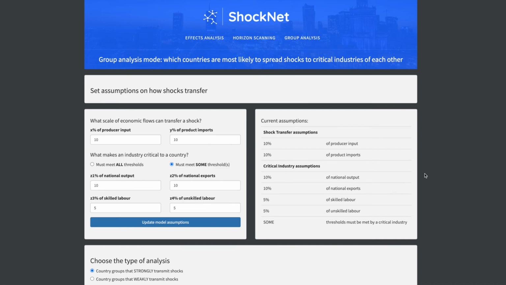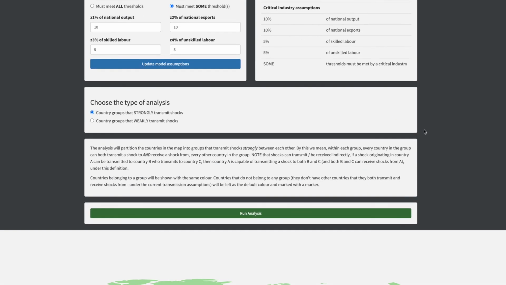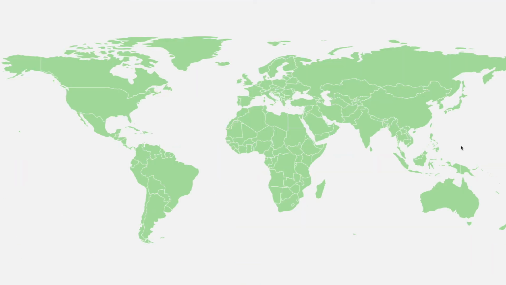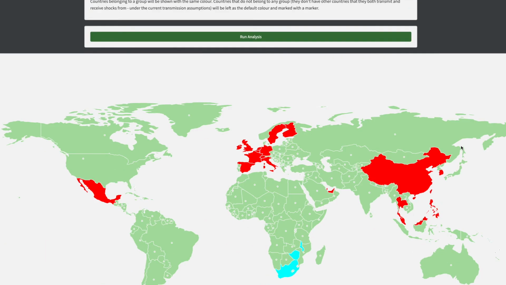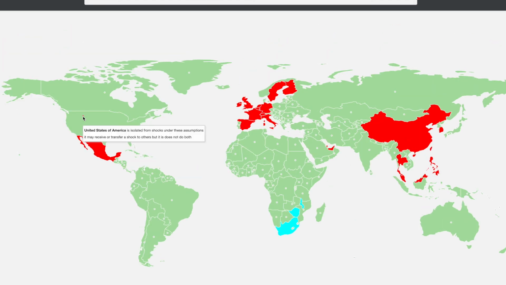And the final page we have is the groups analysis page, which shows which country groups are tightly intercoupled with each other. They will basically pass shocks to and from each other via their critical industries. And the results of that analysis show us that under the current assumptions, we have two closely related groups. Western Europe actually turns out to be quite tightly coupled, but also with Mexico and China and Southeast Asia, which is interesting. So if policymakers in these countries know they're closely related, then they can avoid harmful policies that might spread crises to each other.